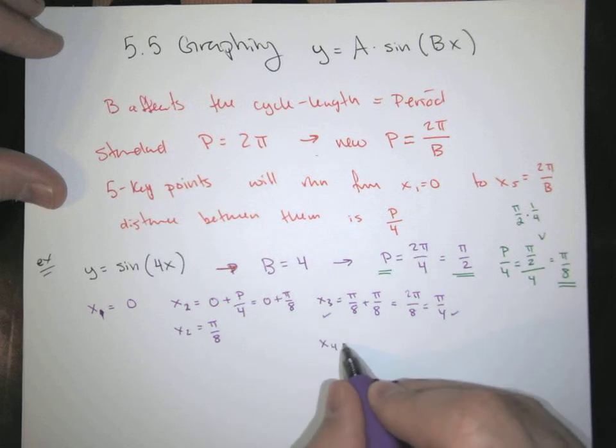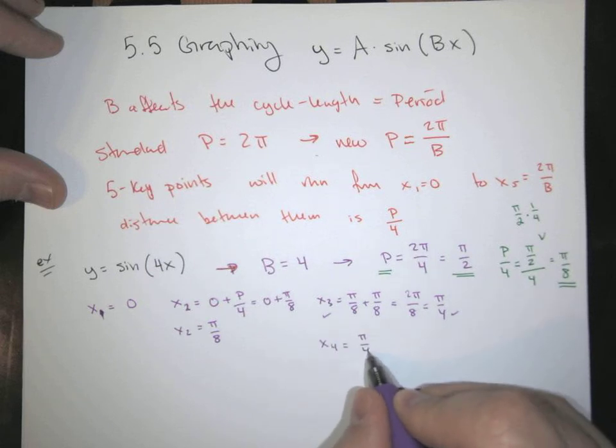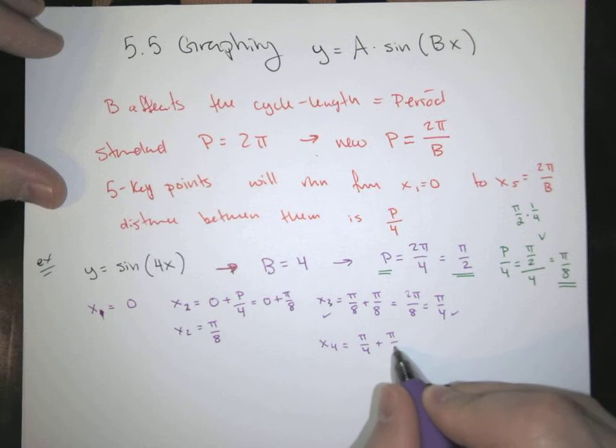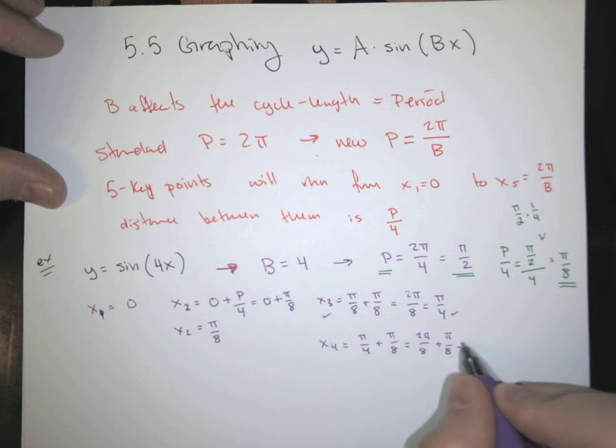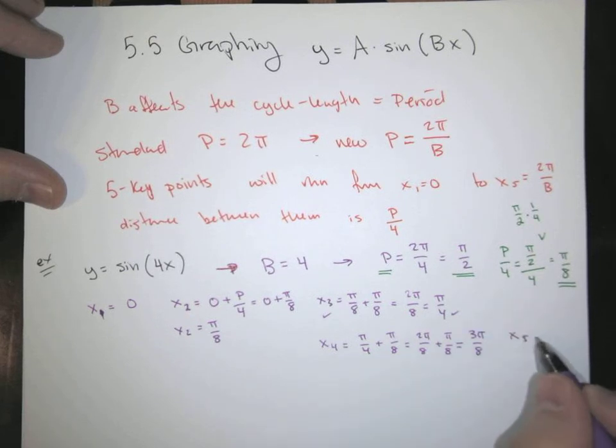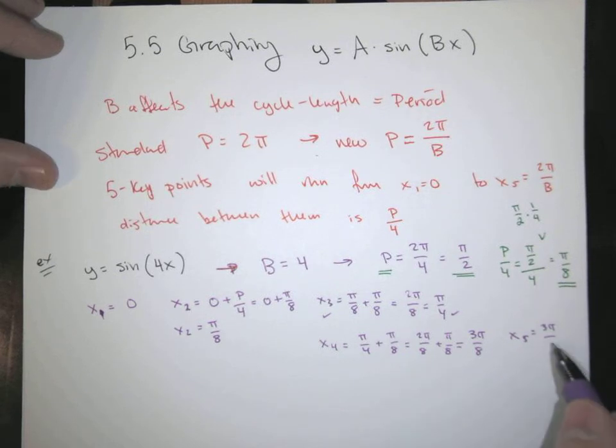This is not quite as organized as I would like, but I'll live. Pi over 4 plus another pi over 8 is like 2 over 8 plus 1 over 8, so that's going to be 3 pi over 8. And then we kind of know by default x5 should get us back to pi over 2, and it will if we do 3 over 8 plus 1 over 8, that's 4 over 8, which is pi over 2.